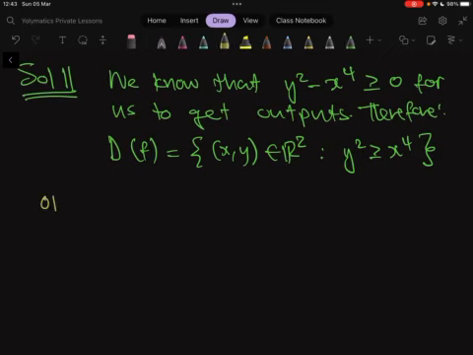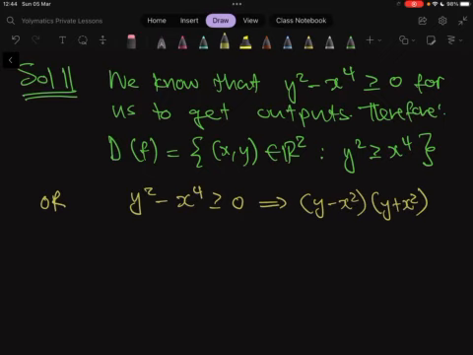So for example, remember, if y squared minus x^4 is greater or equal to 0, it simply implies that y minus x squared and y plus x squared is greater or equal to 0. That's one thing that we can see. And we know that these two factors can only satisfy this condition if both of them have the same sign. So it means both of them can either be positive or both of them can be negative, you see.